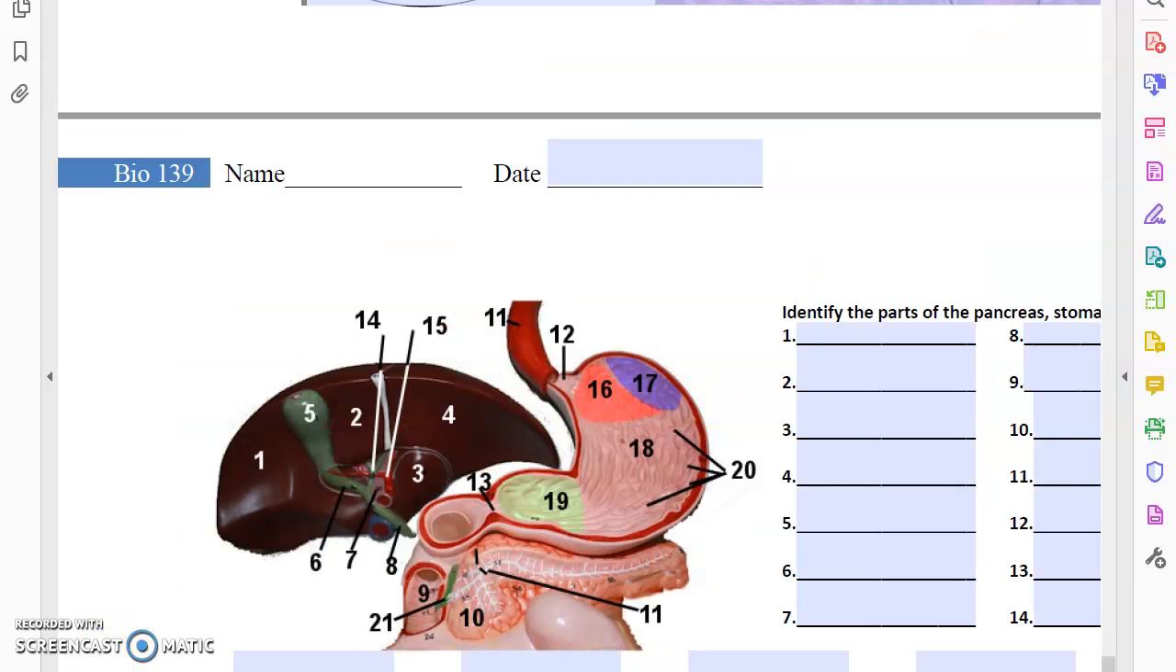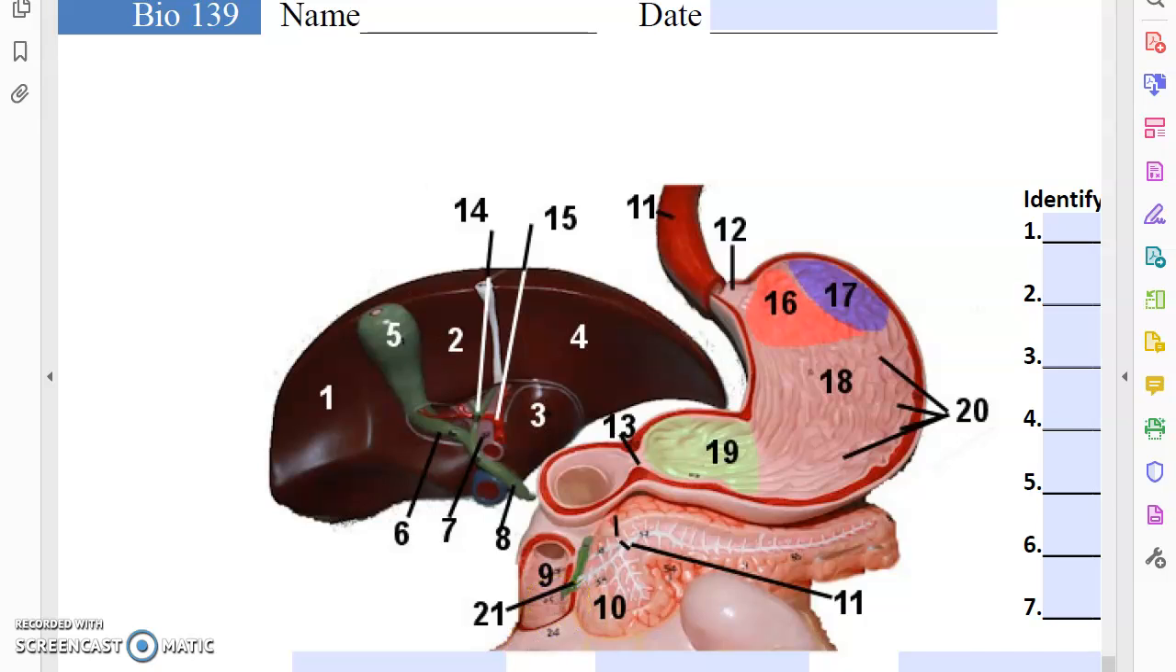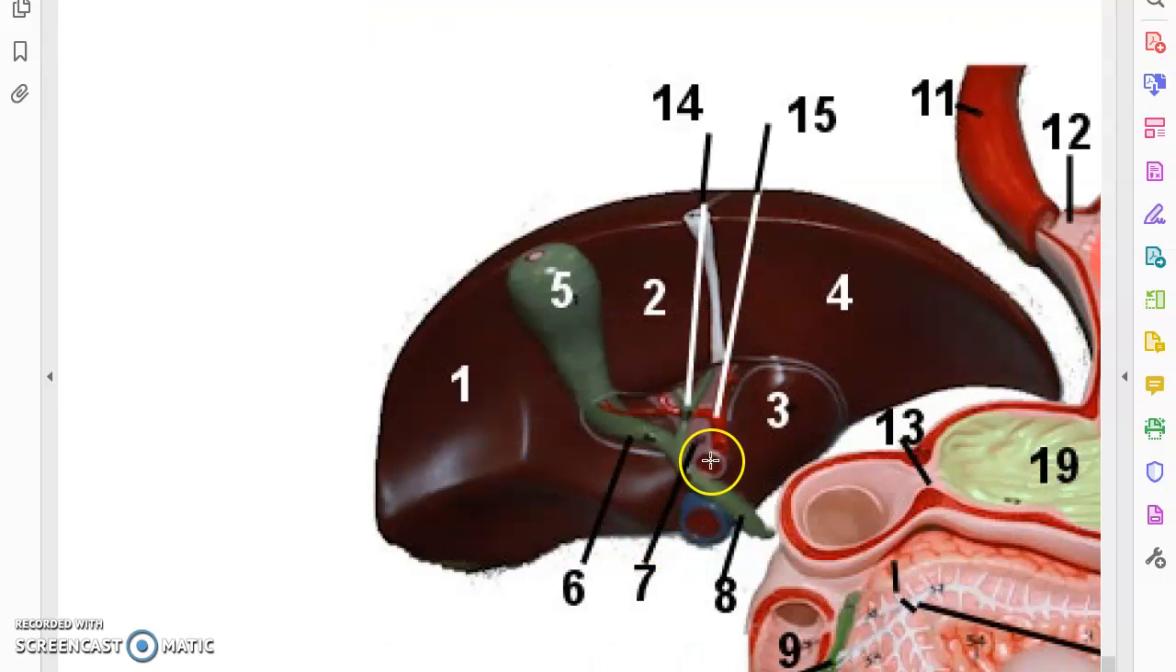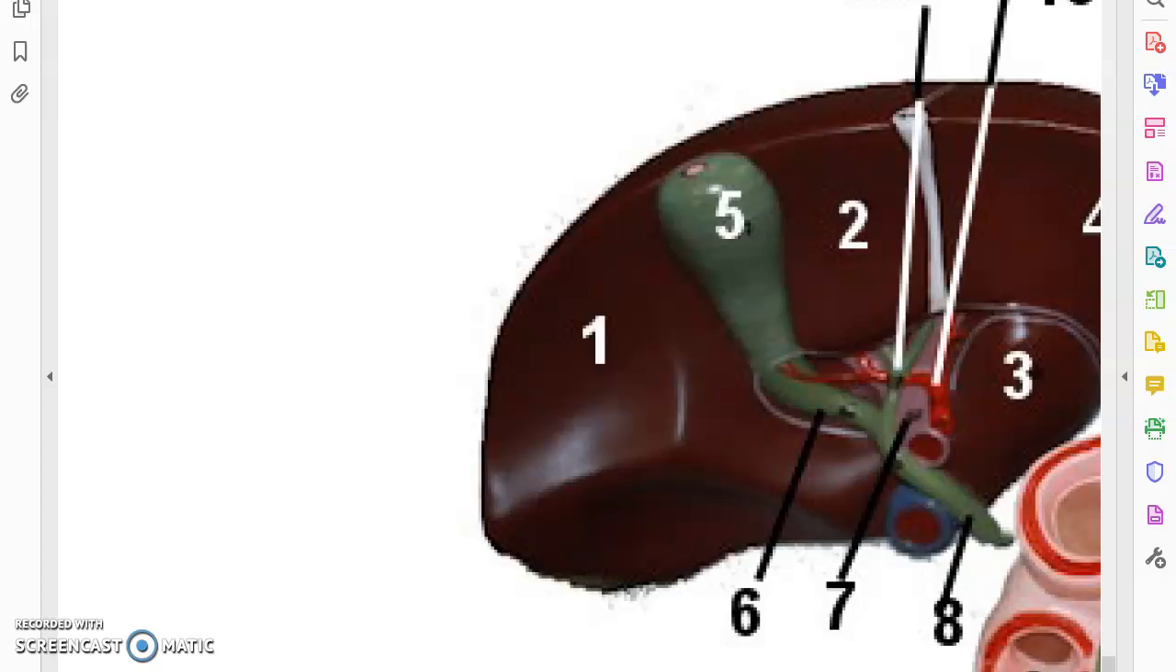You absolutely hated this picture too. I think the problem was everything here is just so small, and I created a total and complete monster. This 15 is the hepatic artery. 7 is the hepatic portal vein. 6 is the cystic duct. 8 is the bile duct. Isn't it so much nicer when I zoom in on it? I am so sorry.